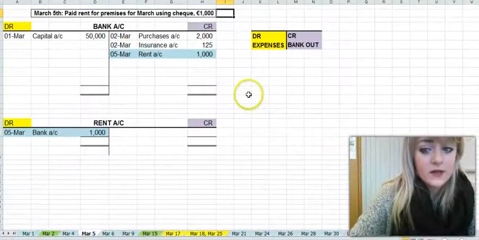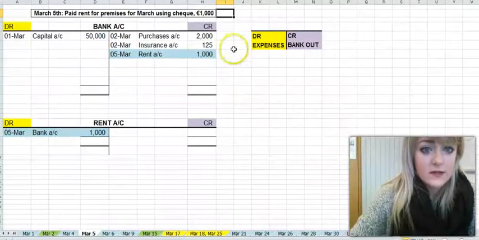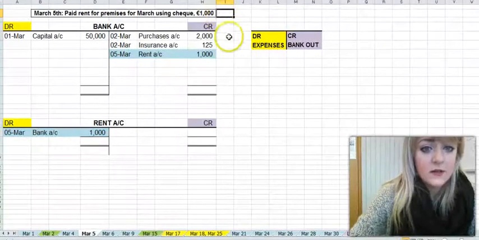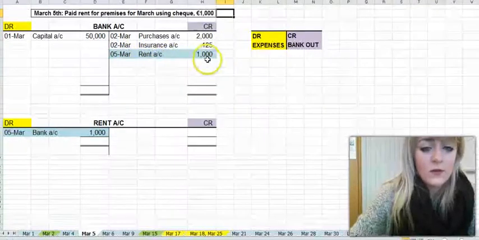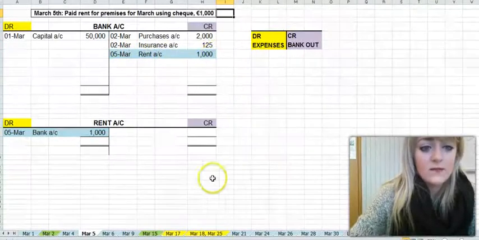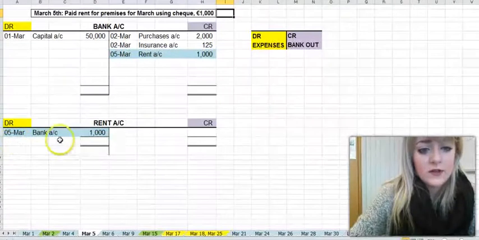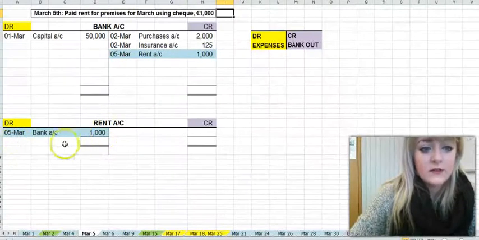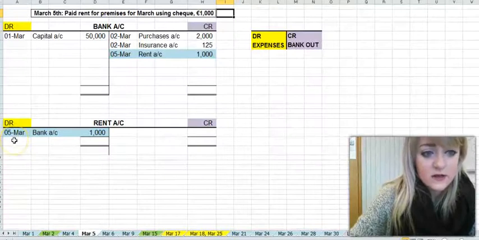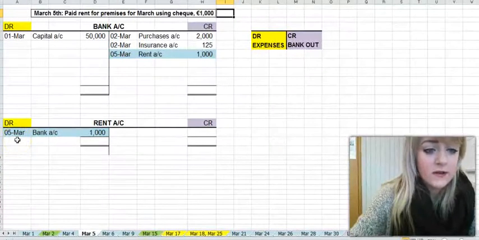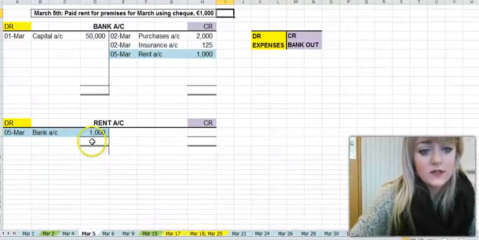On the 5th of March, Kate paid rent for premises for March using a cheque of €1,000. So she's paid for her rent. The money's gone out of her account. She's not going to see it again. So we credit our bank account on the 5th of March, €1,000. And the corresponding debit entry is the 5th of March, €1,000 to the rent account. And rent is not an asset, it's an expense, because she's not going to see anything for this long term. She's not going to own a building after she pays her rent on this property. So we debit our expenses, €1,000.